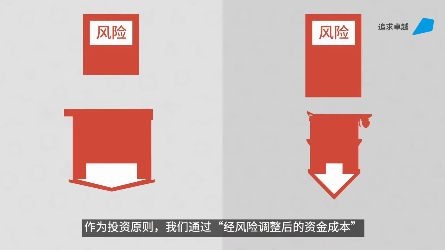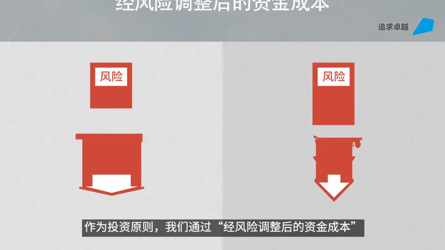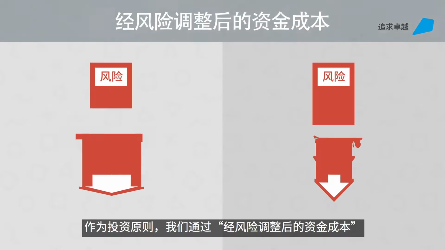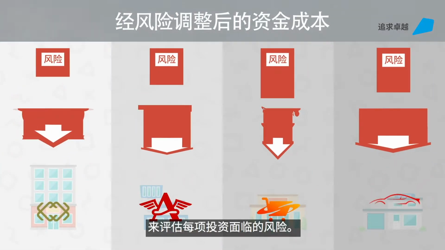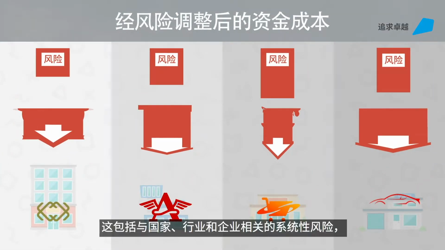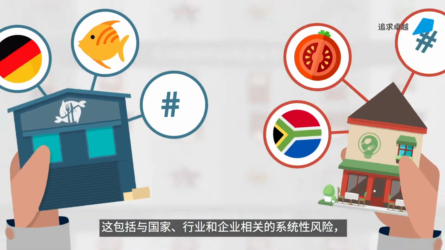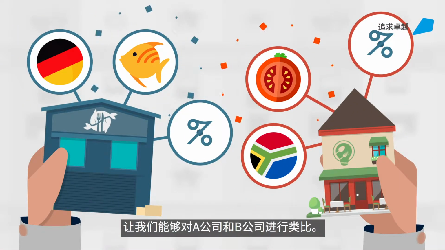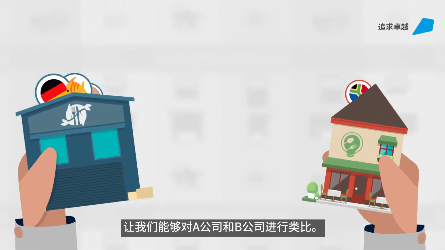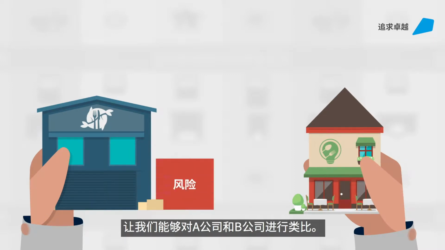As an investment discipline, we use what we call the risk-adjusted cost of capital to account for different risks faced by each investment. This considers systematic risks such as those relating to country, sector, and company, and enables us to make like-for-like comparisons between Company A and B.